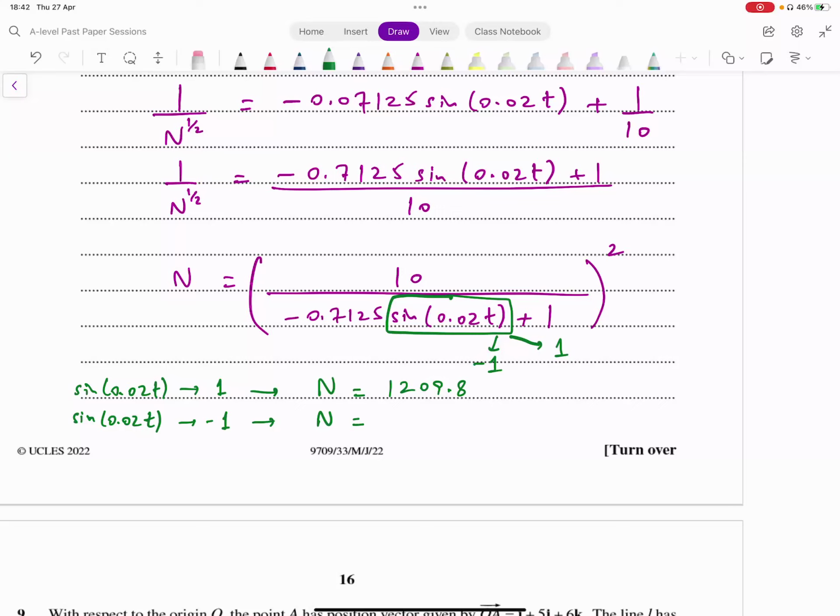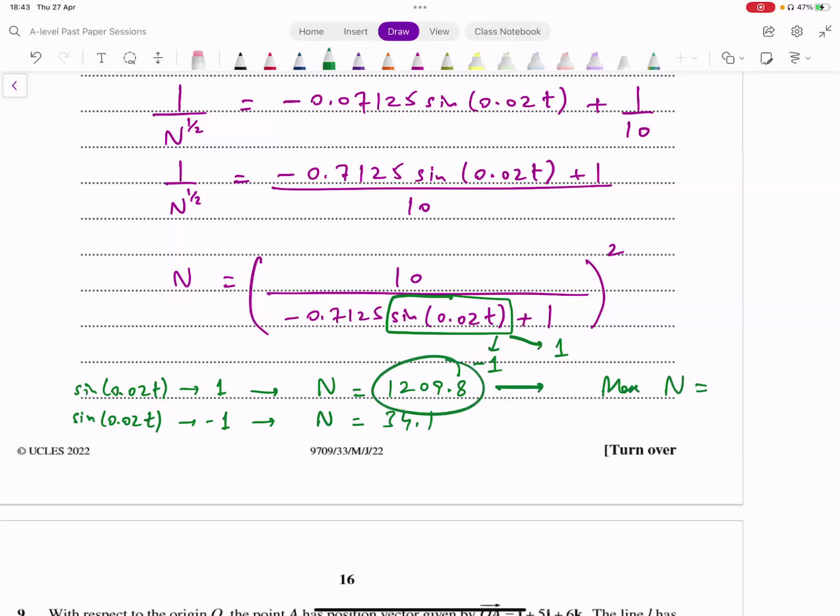So let me do that again. Okay, so for some reason it got removed from here, so I have to input that again. 10 divided by -0.7125 into (-1 plus 1), and then whole squared. The second one is giving me 34.1. Okay, जो बड़ी value है, you would say this is the greatest n. This is the maximum possible value of n.